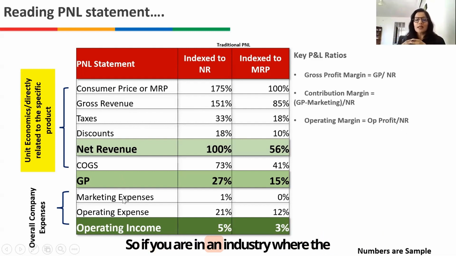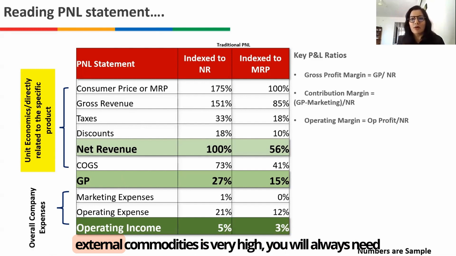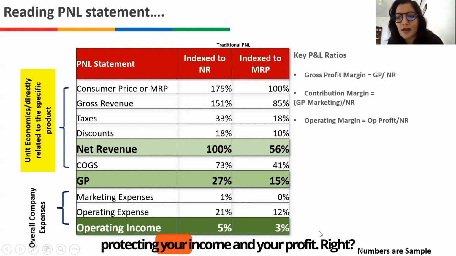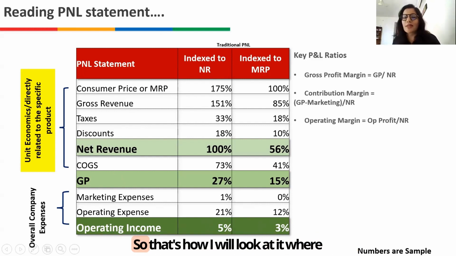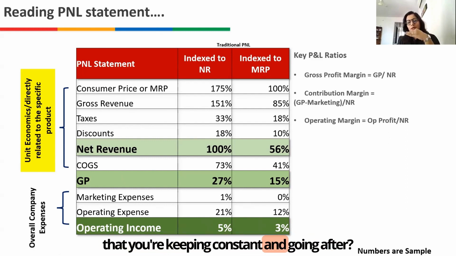So if you are in an industry where the fixed cost is very high, or your dependency on external commodities is very high, you will always need to relook at your pricing with the intent of protecting your income and your profit, right? So that's how I will look at it, where you decide what it is that you're keeping constant and going after.